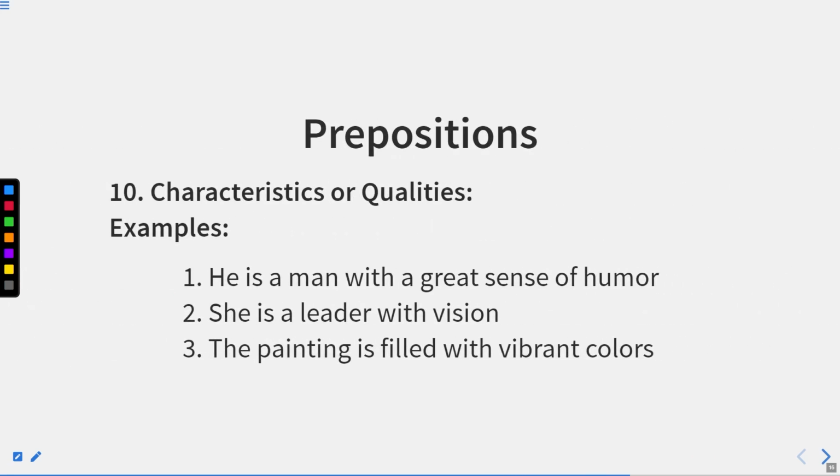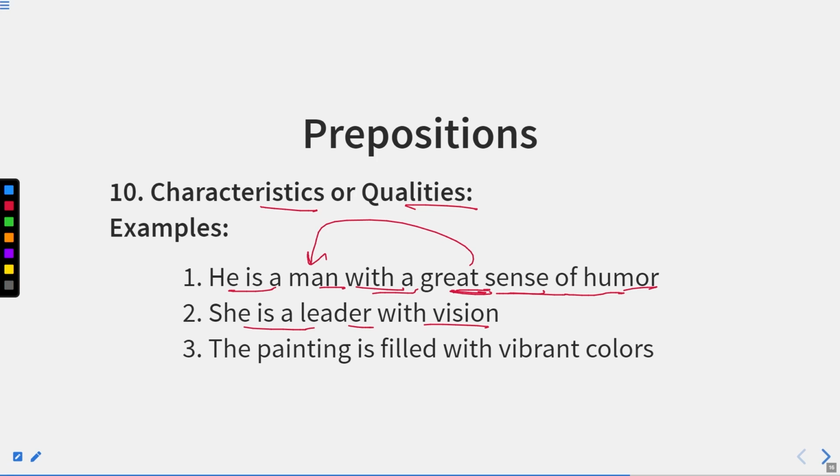Characteristics or qualities. If somebody has some characteristics or qualities, we can use the preposition with to show that. He is a man with a great sense of humor. So we are talking about this man and his qualities: he has a great sense of humor. She's a leader with vision. It means she thinks of the future as well, she has a long vision. So we can use with to show this quality or characteristic of her.